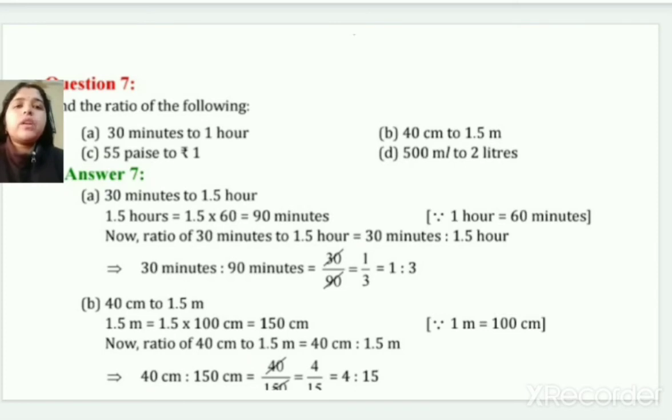So first of all, we will convert hour into minutes. How will we do it? Because 1 hour has 60 minutes. So we will multiply hours by 60. So we have 1.5 hours will be equal to 1.5 multiplied by 60.